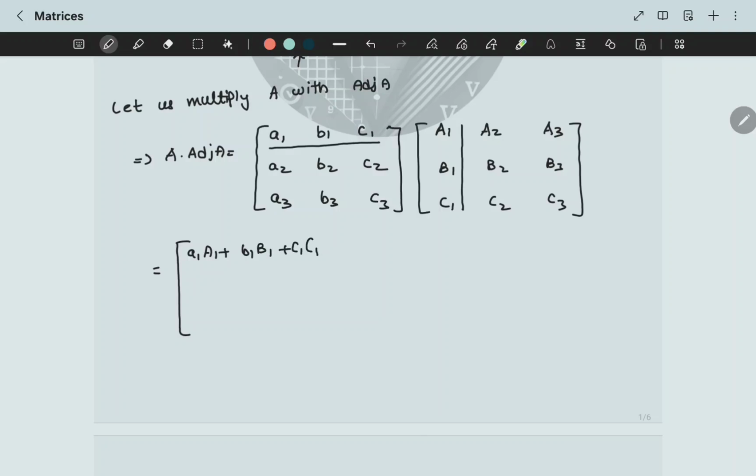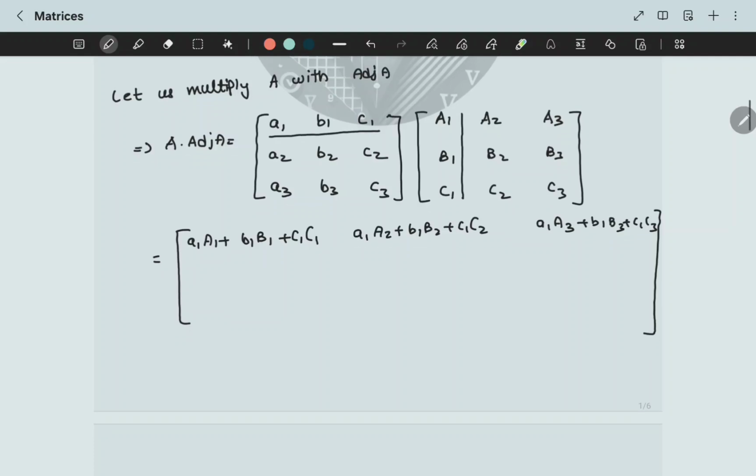Now for the second element of the first row, we will multiply the first row with the second column. So we will get A1 A2 plus B1 B2 plus C1 C2. Next, A1 A3 plus B1 B3 plus C1 C3. Hope you understood this. Now we multiply the first row with the third column. Now we will multiply the second row with the first column. So we will get A2 A1 plus B2 B1 plus C2 C1. Now again second row with second column, A2 A2 plus B2 B2 plus C2 C2. Now second row with third column, A2 A3 plus B2 B3 plus C2 C3.